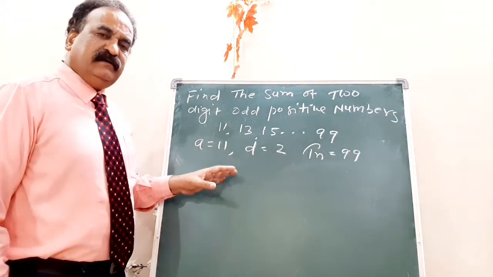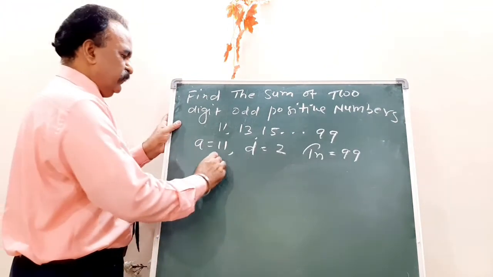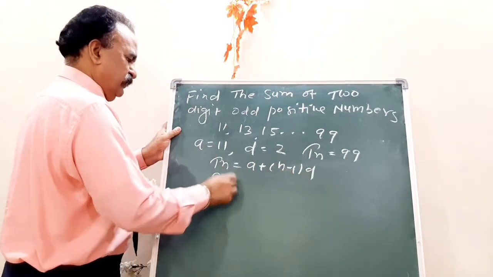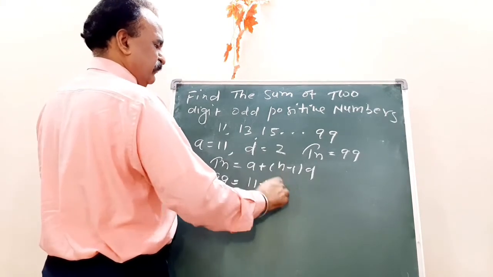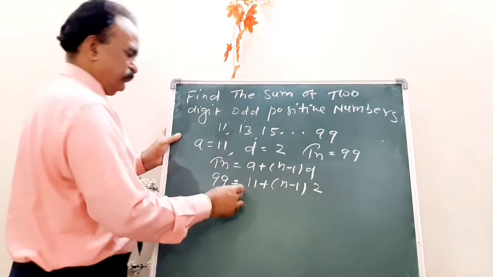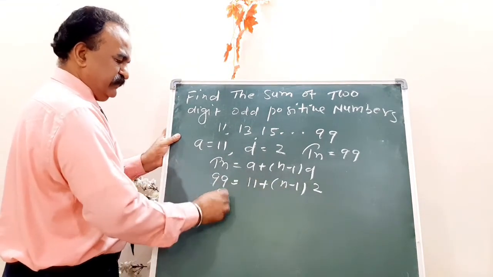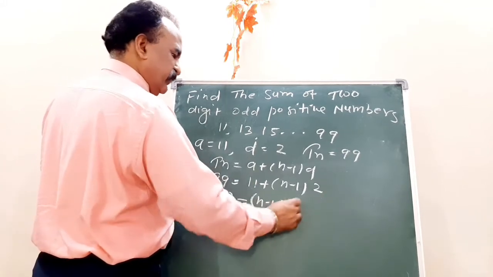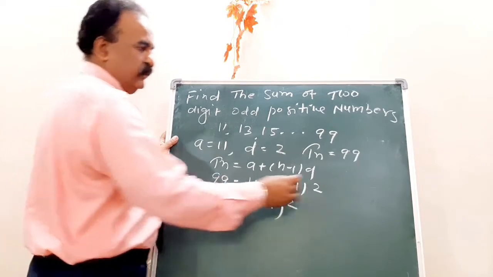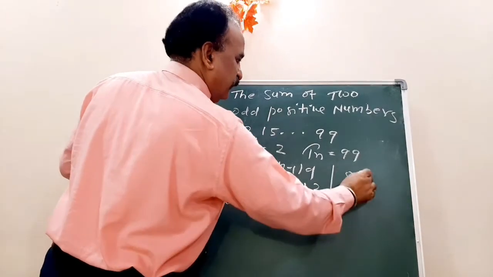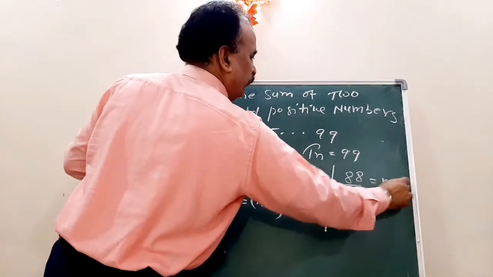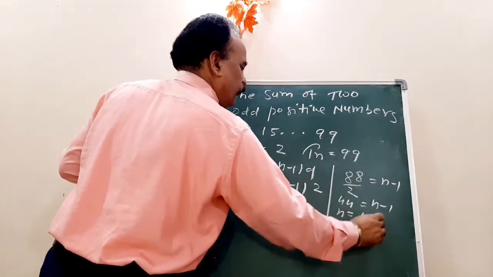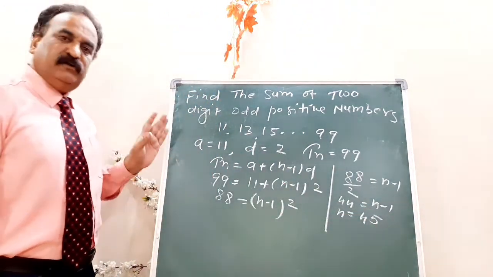So we will find the number of terms first. Tn is equal to a plus n minus 1 into d. 99 is equal to 11 plus n minus 1 into d, where d is 2. 99 minus 11 means 88. So 88 is equal to n minus 1 into 2. Transfer 2 here, so it becomes 88 upon 2 is equal to n minus 1. It means 44 is equal to n minus 1, so n is equal to 45. The number of terms is equal to 45.